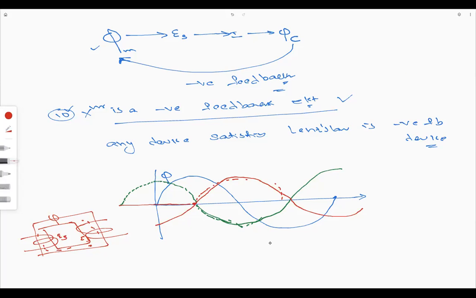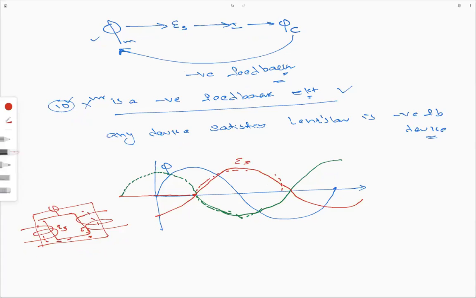Red color line. Good, Bhavana and Sairam. So the answer is the red color line. Why? Because the EMF is lagging behind the flux line, right? The flux starts here, but the EMF lags in the sense that it starts after the flux has started, so it starts here after 90 degrees. So red color is the perfect line. So erase the green color line.